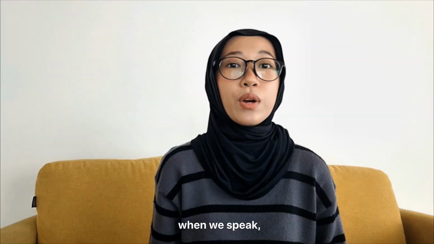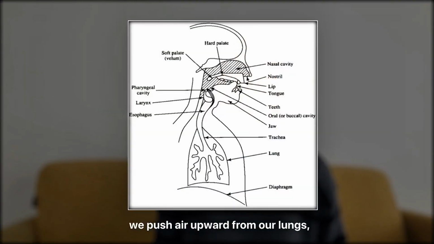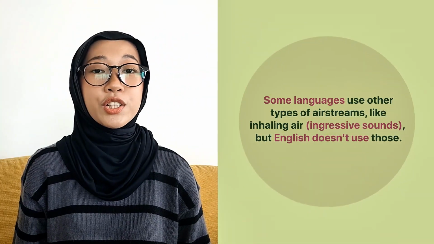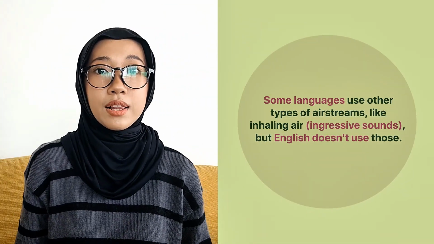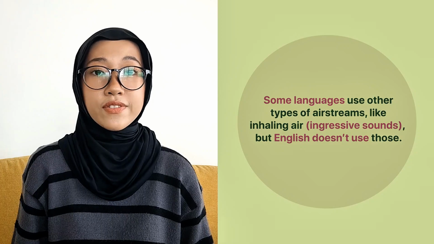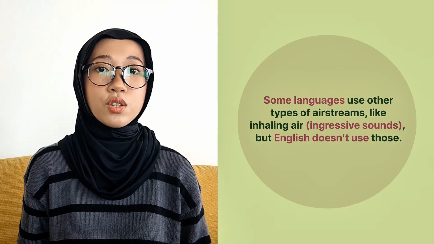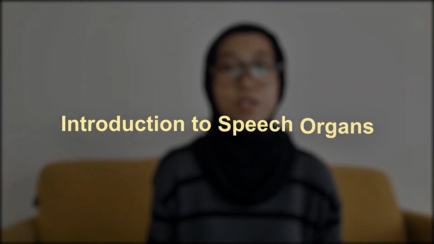So basically, when we speak, we push air upward from our lungs, through the trachea, to the throat, then out through the mouth or nose. Some languages use other types of airstream, like inhaling air or ingressive sounds, but English doesn't use those. Number 3, introduction to speech organs.